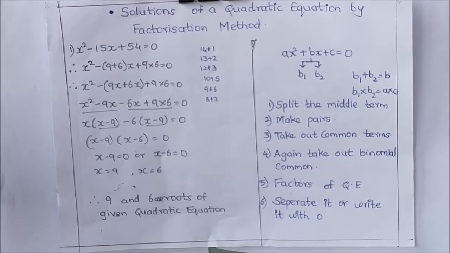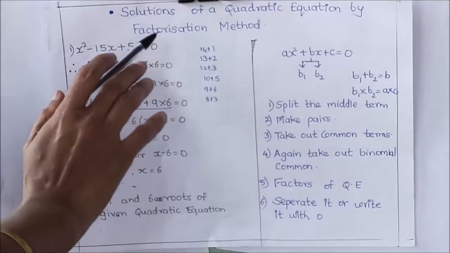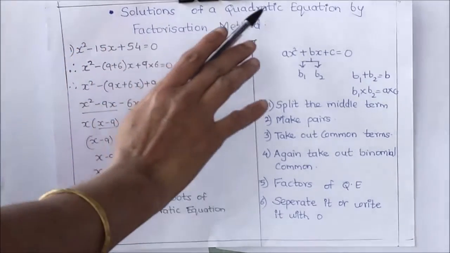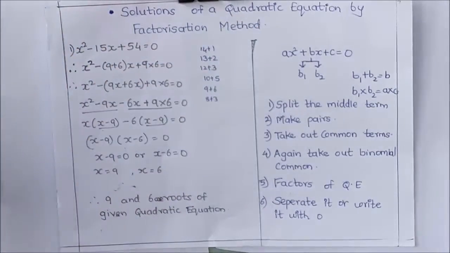Now we have studied the general form of quadratic equation and the roots of quadratic equation. Now we are going to study how to find the roots of quadratic equation by factorization method and by completing square method. Now we will study how to find the roots of quadratic equation by factorization method.